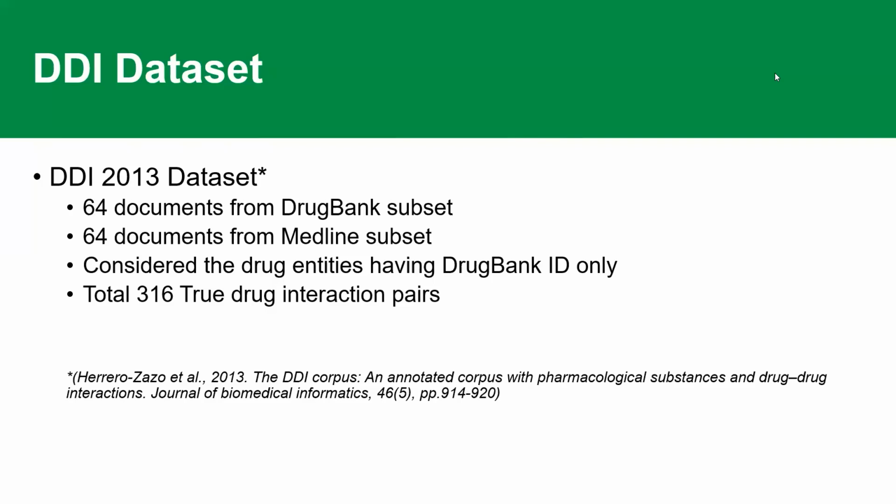And then we have considered the drug entities that have the DrugBank ID only. And we have considered a total of 316 true drug interaction pairs. For this research, for now, we did not consider any negative drug interaction pairs.